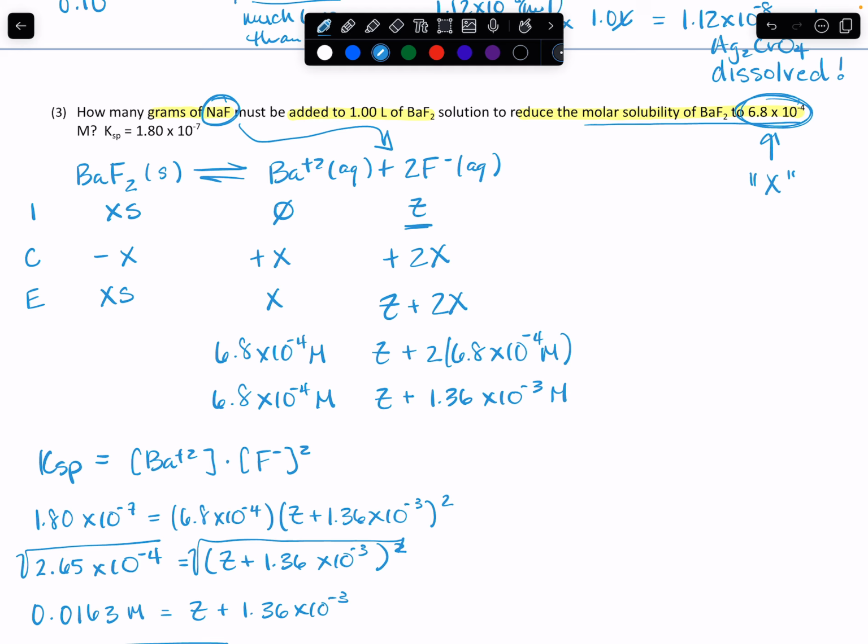All right. So you can see that problem was a little bit more complicated. But all skills that you should be able to do. You could do ice charts. You know what we mean by molar solubility. You can write a KSP expression and solve for that unknown. And then your understanding of formulas and molarity lets you work your way back to those grams.